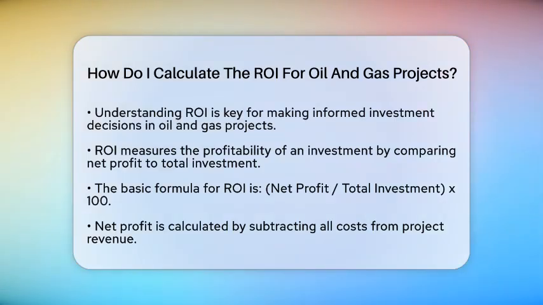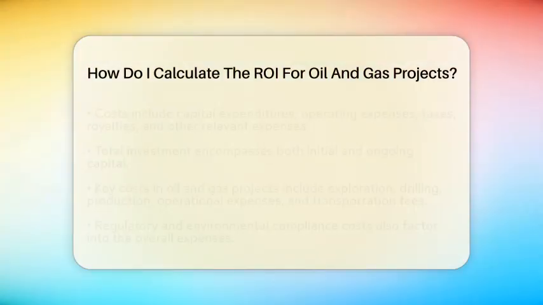Now, what do we mean by net profit? This is the revenue from the project minus all costs associated with it. These costs include capital expenditures, operating expenses, taxes, royalties, and any other relevant costs. Total investment refers to both the initial and ongoing capital put into the project.